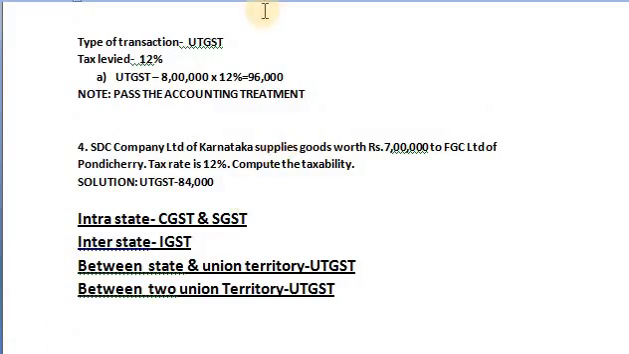Okay, so with this we have discussed the type of supply and the calculation of taxation also.